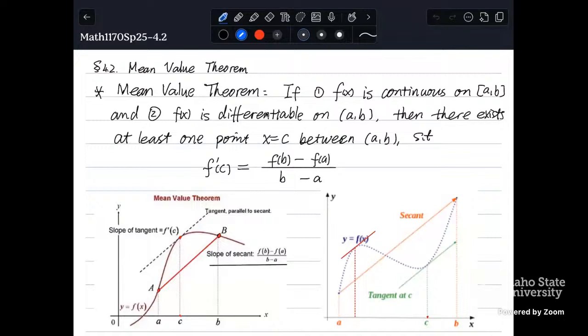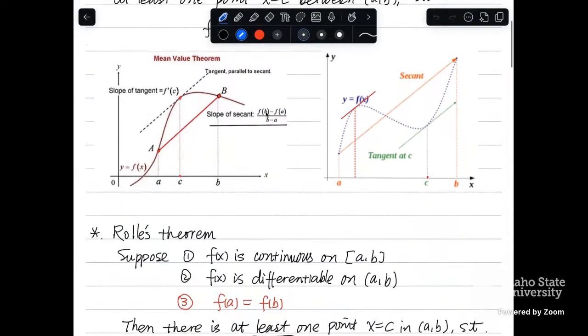Remember, the mean value theorem only tells us there's at least one point. It doesn't tell you how many points we have. We may have two points, or maybe three, or maybe more, right? But there will be at least one particular point that satisfies this condition. Does this make sense? Okay. So this is the statement of the mean value theorem.